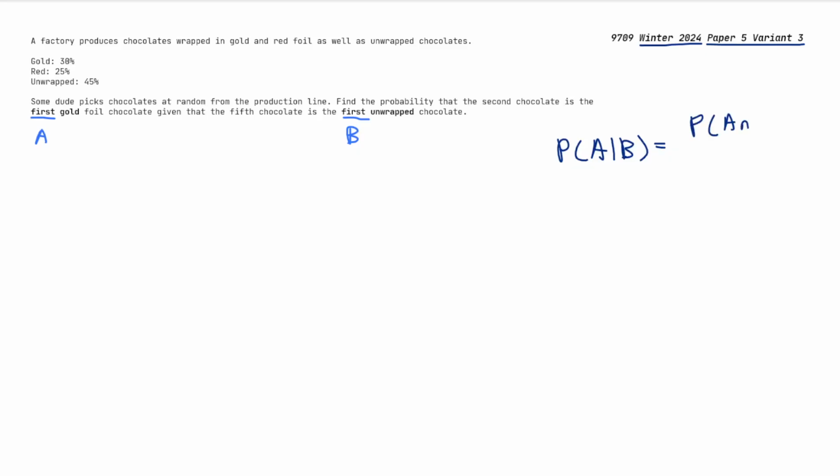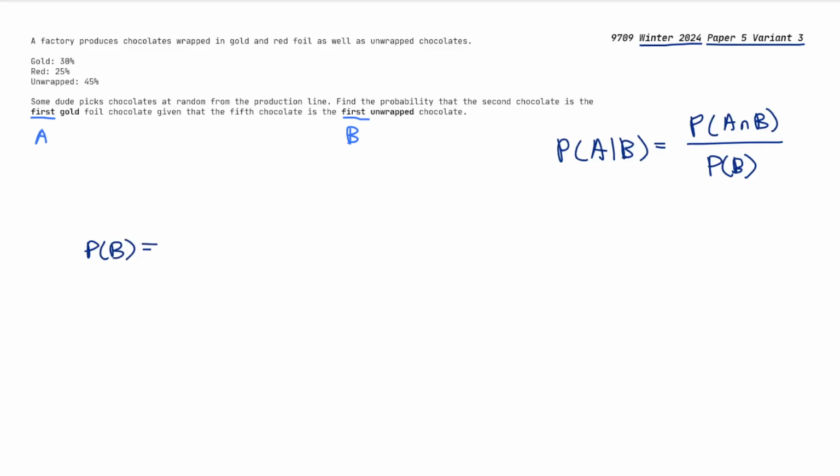According to Bayes' theorem, or if you use Venn diagrams, you'll notice that the probability of A intersection B, or A and B, divided by the probability of B, gives us A given B. So given that B happened, we want to find the probability of A happening. So we want to find the probability of chocolate 1 not being gold and chocolate 2 being gold, given that chocolates 1 to 4 are wrapped and 5 is unwrapped.